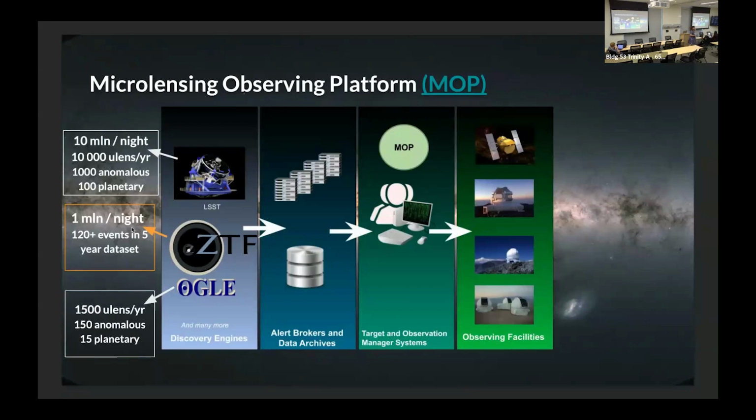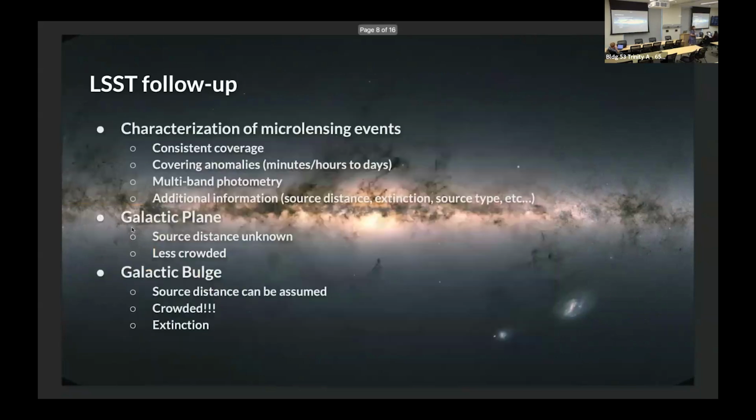However, once LSST comes online, this will be increased 10 times at least, and we will be dealing with 100 planetary events and 1,000 anomalous events per year, which is something that the microlensing community and the community at large cannot cover. That's why we need target and observation managers to automatize our research. ZTF is an intermediate step between those two, and it has already been proved to be challenging in those regards. This is what we are planning to use with LSST follow-up.